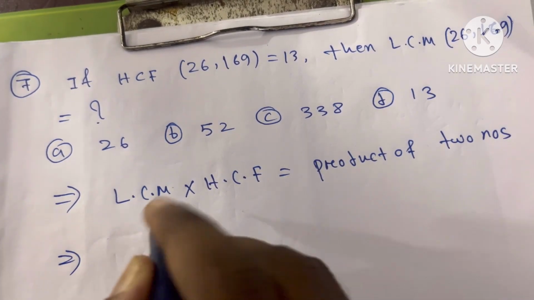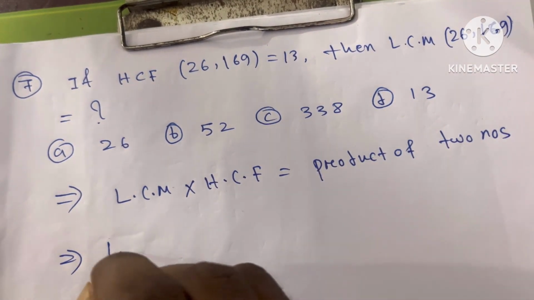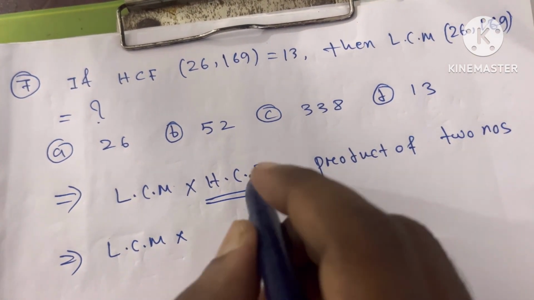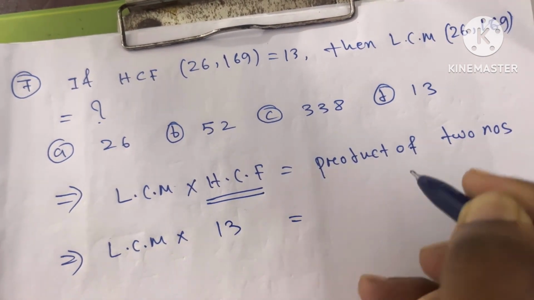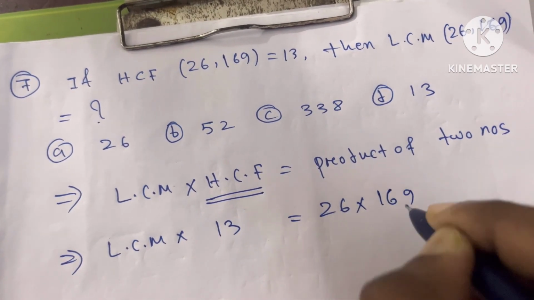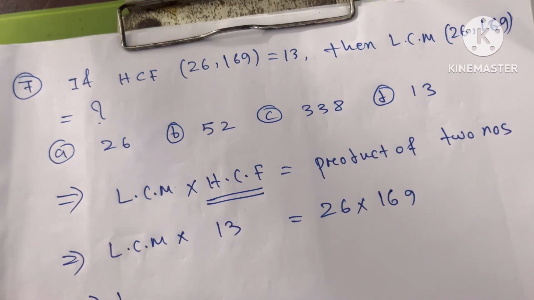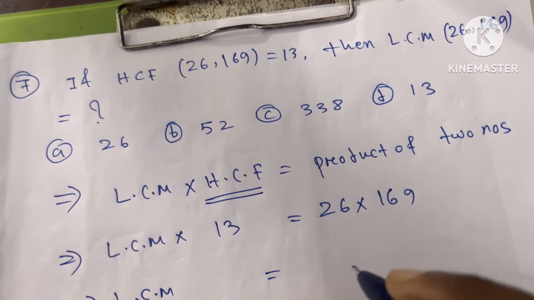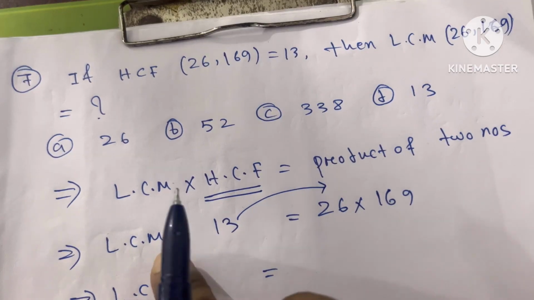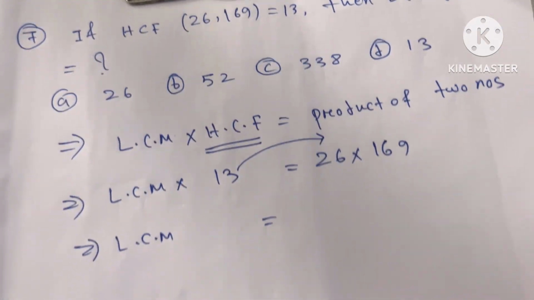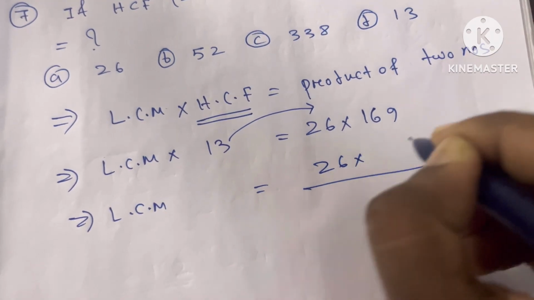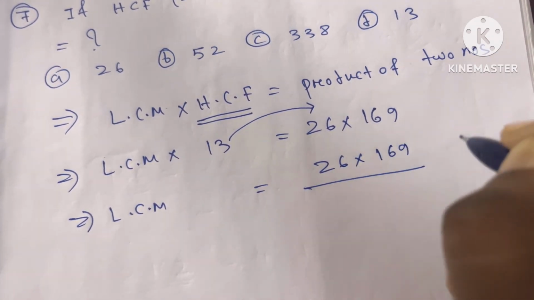So here we need to find the LCM. So LCM we don't know, so in place of LCM we write the same LCM. But the value of HCF you know, right? So HCF is equal to 13. And the product of two numbers, so the numbers are 26 into 169. So you need to find the LCM, right? So LCM is equal to, if you transpose 13 to this side, 13 is in multiplication with LCM, so multiplication goes to the right hand side as division, right? So you have to divide 26 into 169 by 13.